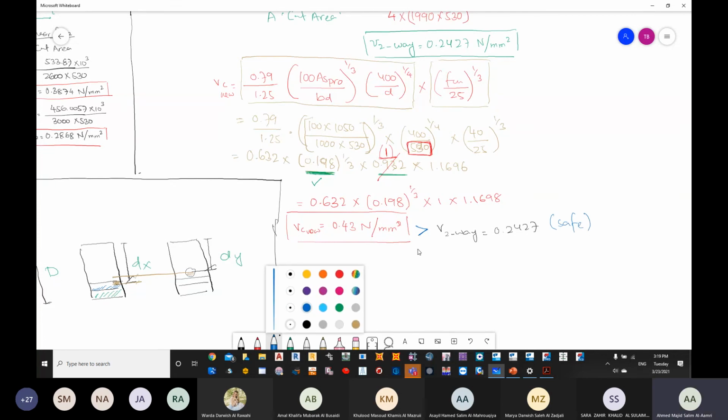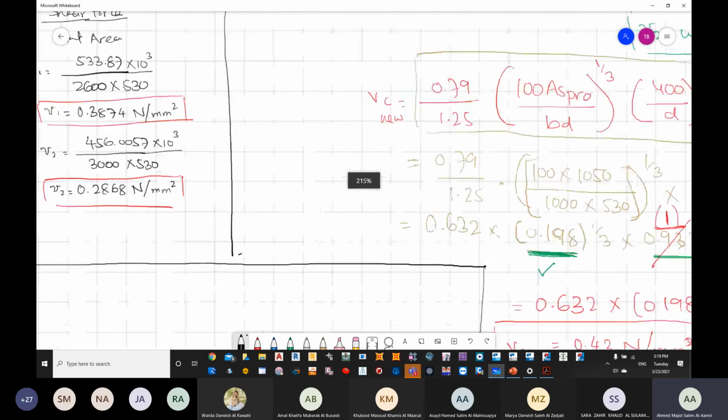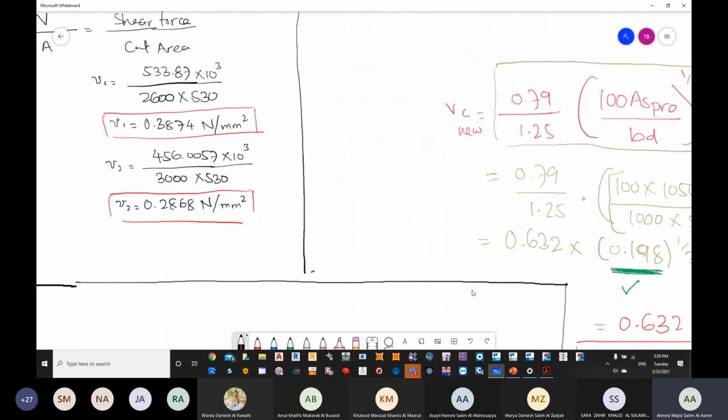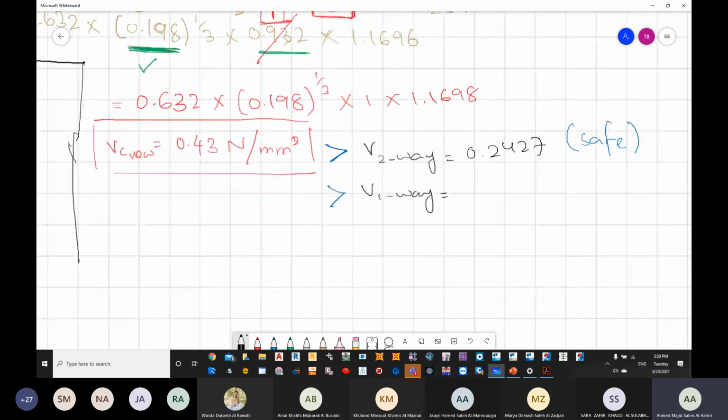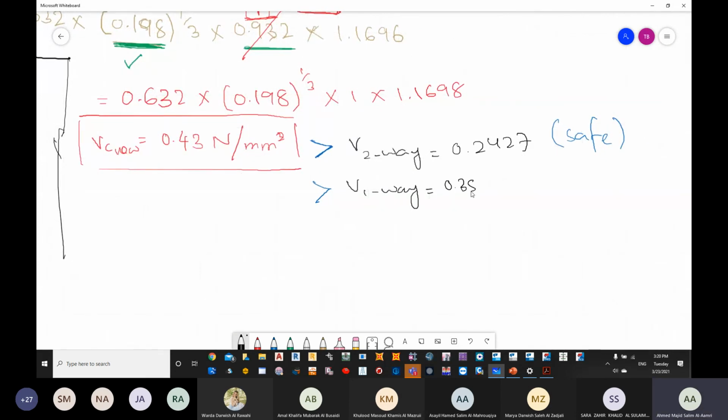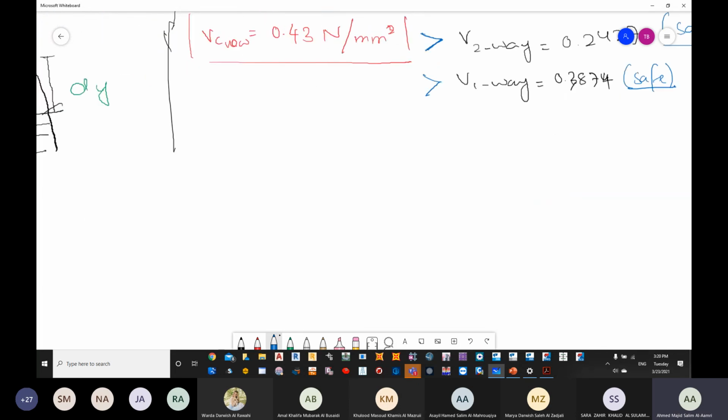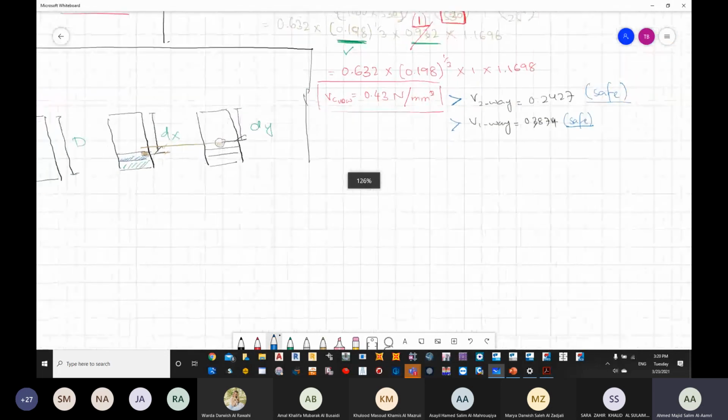The same thing goes for my V for one-way. If you remember, we have calculated my V in case of one-way to be 0.3874, which is lesser than the capacity of the concrete. Means the concrete can take it without any issues. Now doing that, we have finished today solving a rectangular problem.